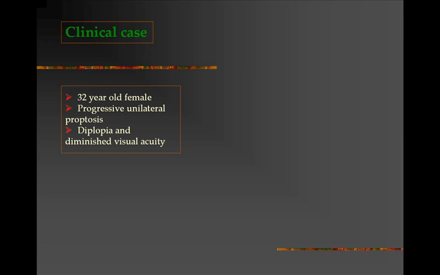Here we have another clinical case of a 32-year-old female patient who had a history of progressive unilateral proptosis. That means one eyeball becoming more prominent or larger and being pushed forward. She also complained of diplopia, which is double vision, and diminished visual acuity.